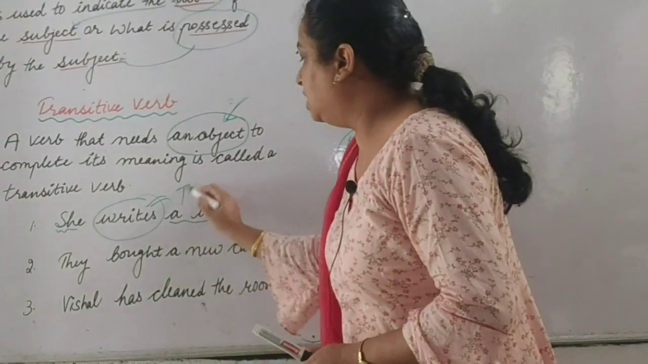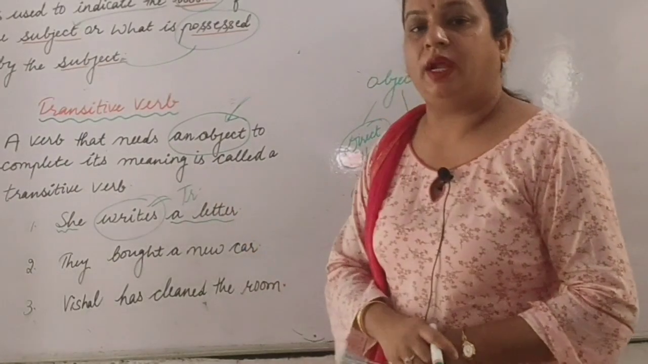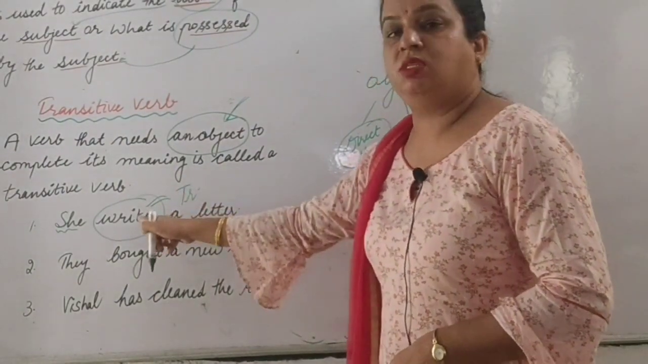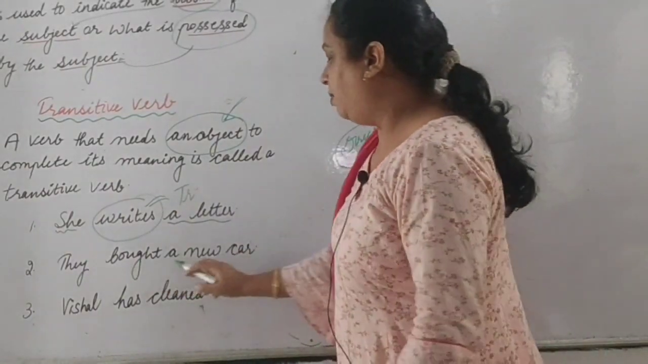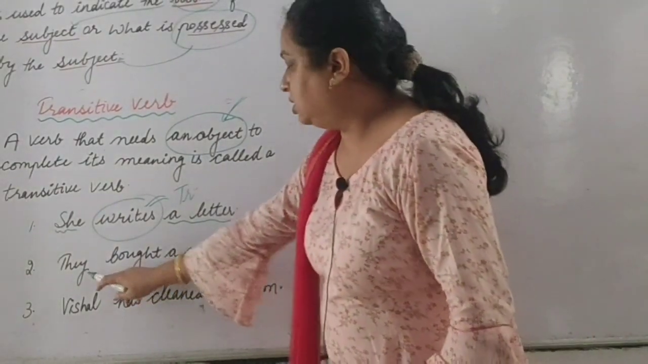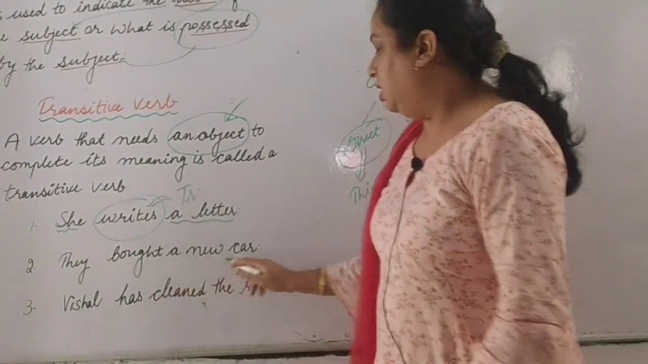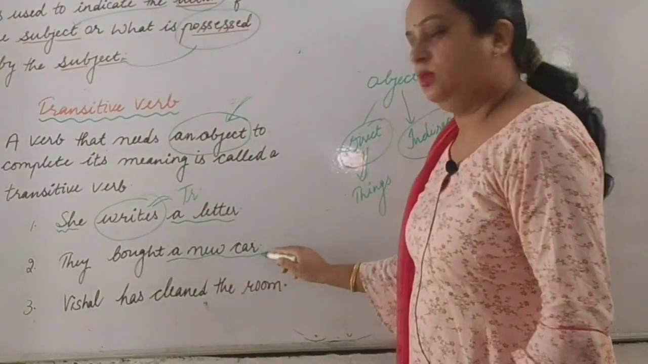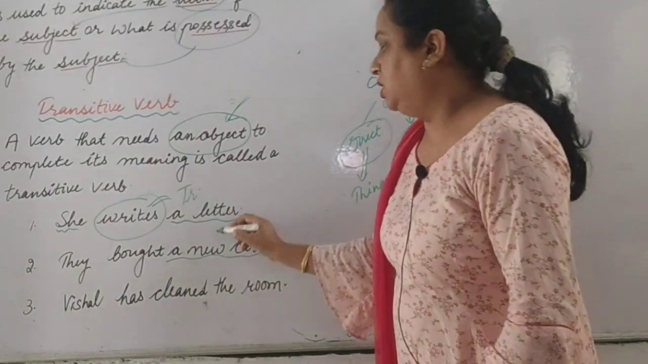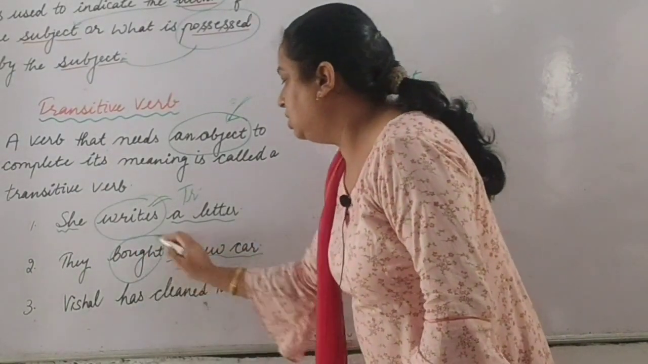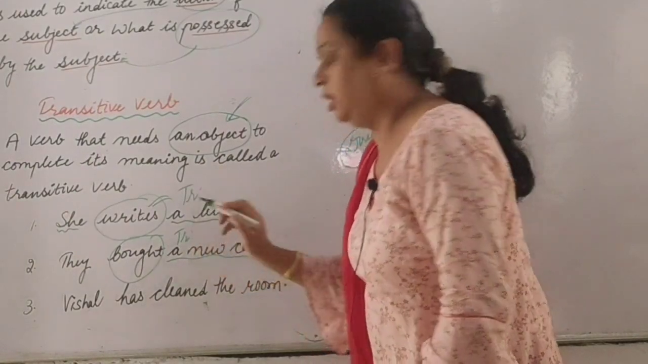So this is a transitive verb, you can write down in short. It becomes a transitive verb if the object is there. Second example: they bought a new car. They is the subject, bought is the verb, and a new car is a thing. So this is the direct object here. This verb becomes transitive here once again.